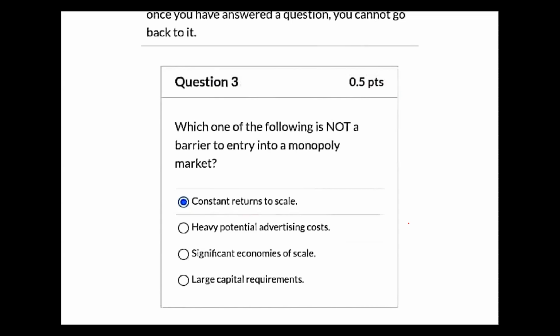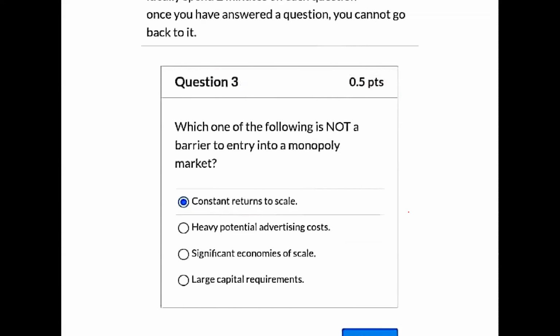Okay. Significant economies of scale. We have known what economies of scale is now. How does it become a barrier to entry for small firms? Maybe because the economies of scale only apply to firms that are big, those that have grown. So for the small ones, it cannot benefit them because they are not yet there.